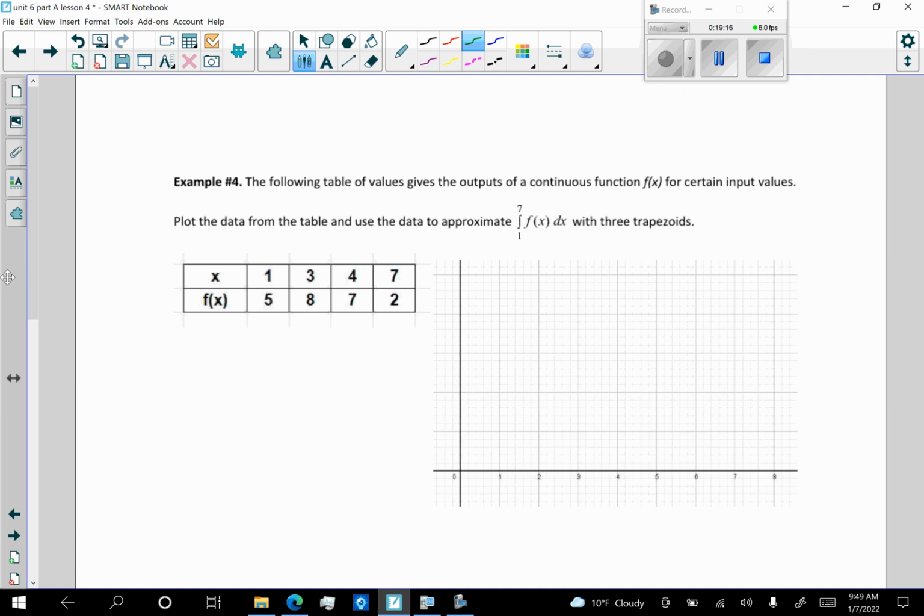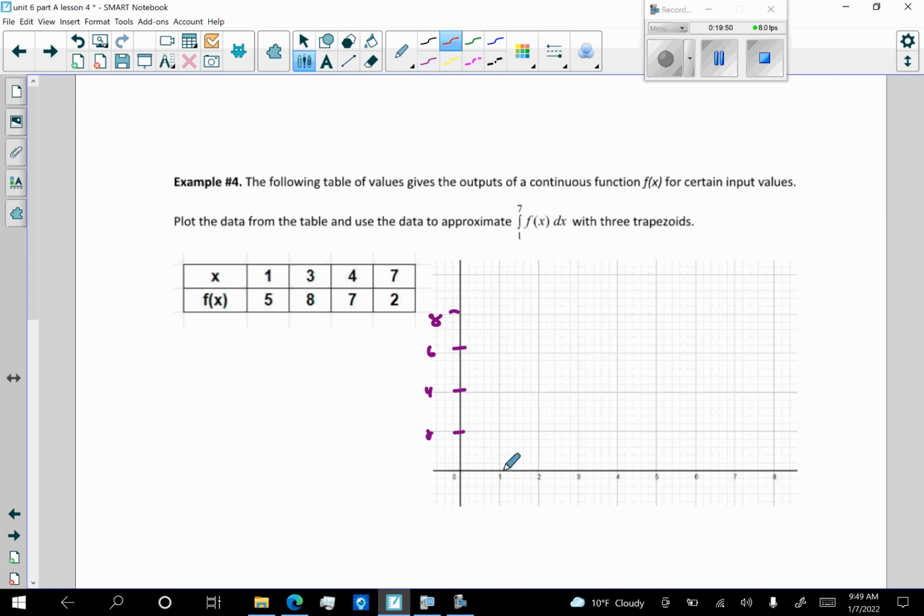The following table of values give the outputs of a continuous function f for certain input values. Plot the data from the table and use the data to approximate the integral from 1 to 7 of f of x dx with 3 trapezoids. So I don't know what the rule for the function is. All I know is this data. The outputs range up to 8, so I'm going to go 2, 4, 6, 8, because this 3 value goes all the way up to 8. So let's plot my data.